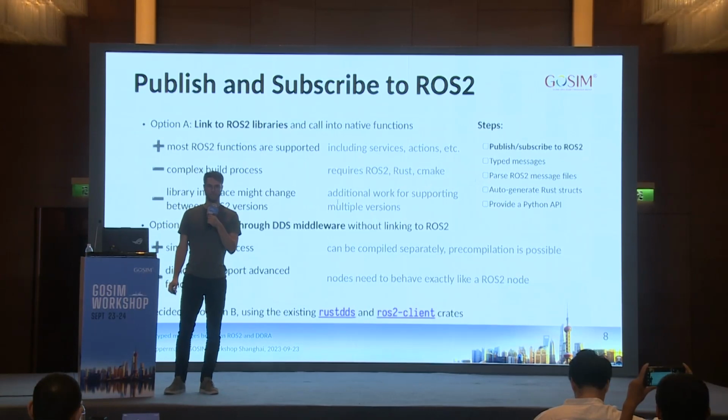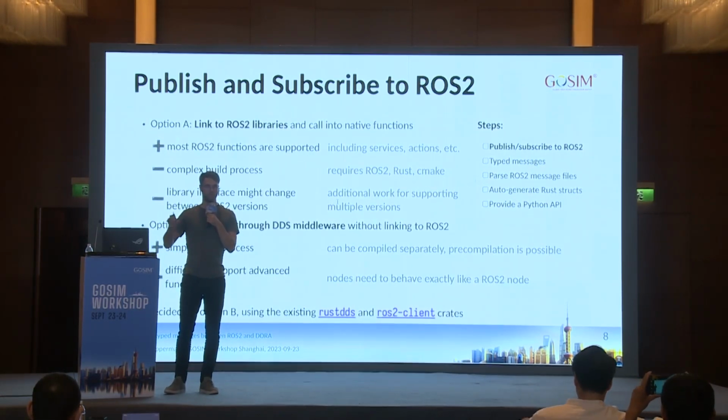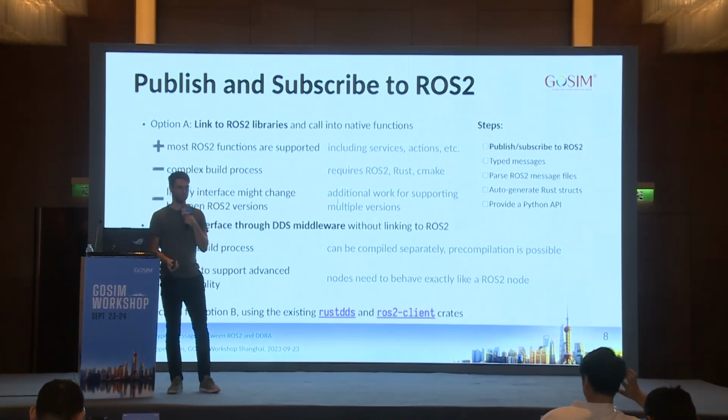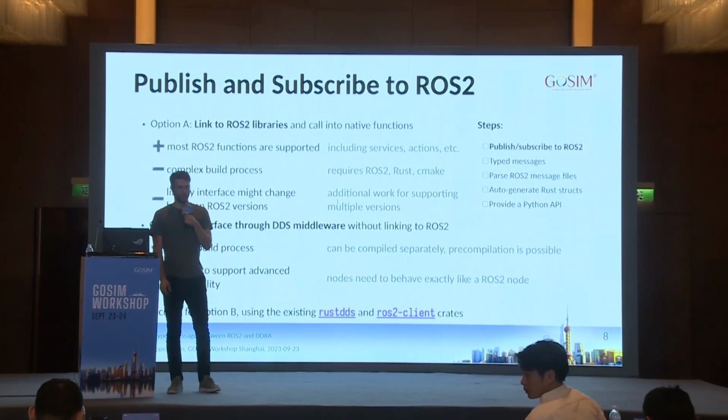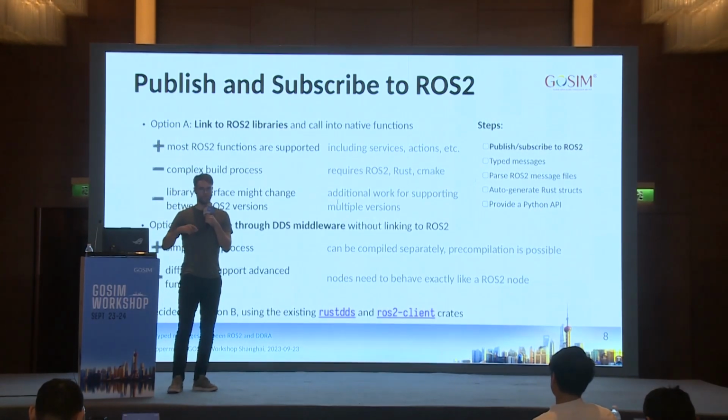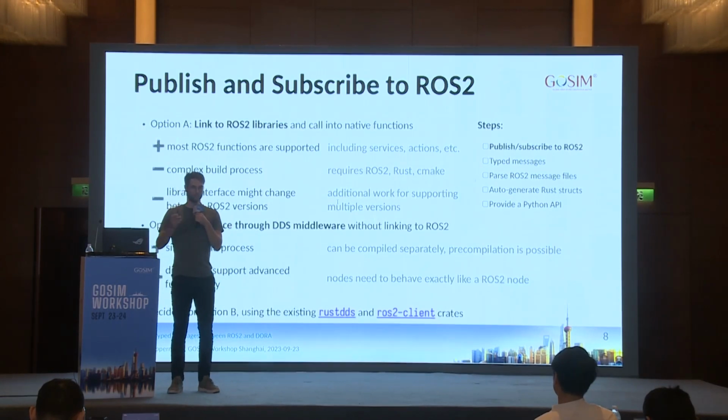So for publishing and subscribing to ROS2, we basically have two options. We can either link directly to the ROS2 libraries, and this way we get the official publish and subscribe implementation, but we also get access to all the advanced functionalities such as actions, services, and so on. However, this makes the build process quite complex because you need to have ROS2 installed, have DORA installed, have Rust installed, CMake installed, everything on the same machine and the matching versions, and you need to link everything together.